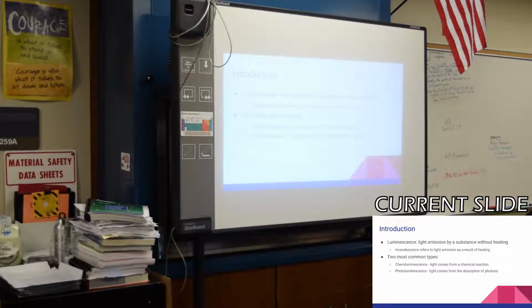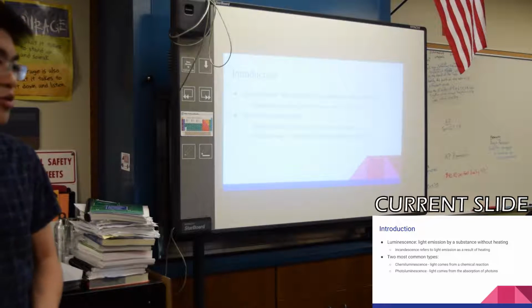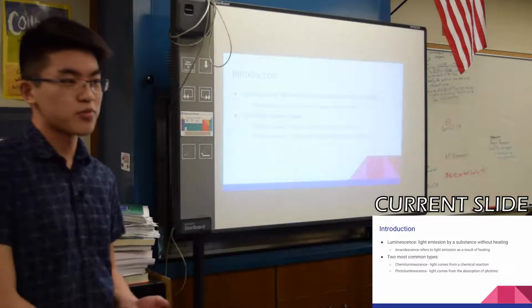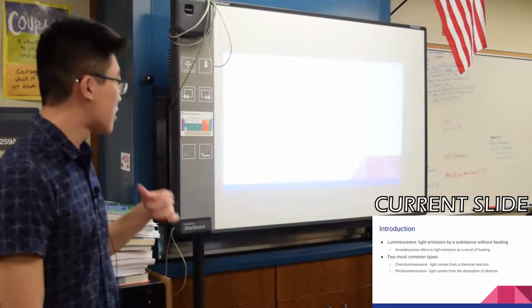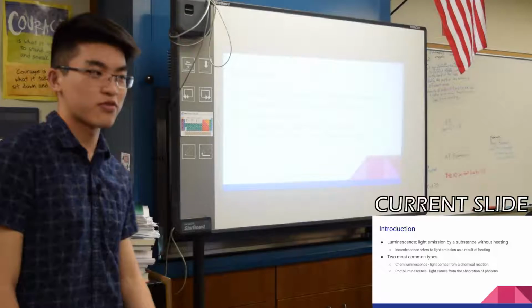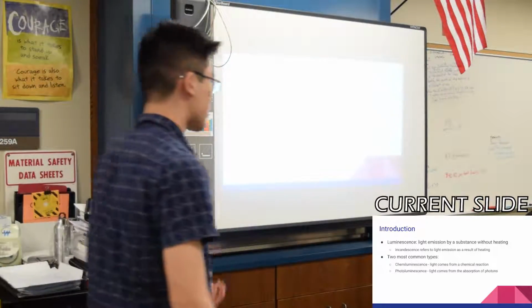There are a few common types, but today we'll be talking about two of them, which are chemiluminescence and photoluminescence. Chemiluminescence is the emission of light from a chemical reaction, and photoluminescence is the emission of light from a light source, so photons.